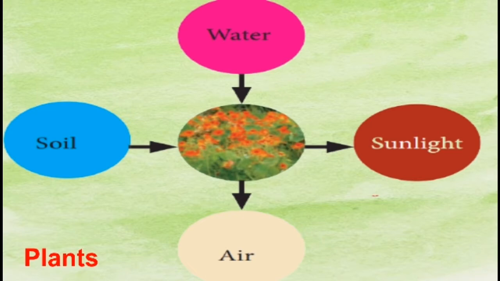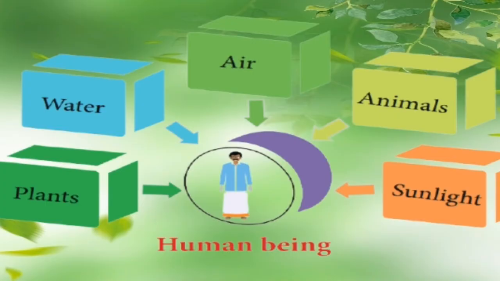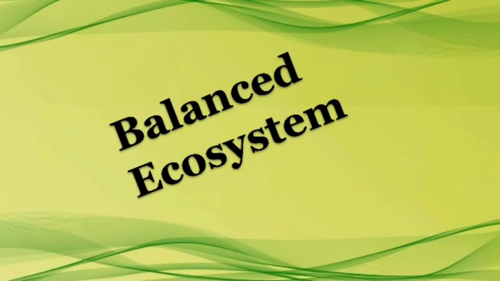Children, see, plant is a biotic factor. It has interacted with abiotic factors such as air, soil, water and sunlight. Next, see the picture children. Human being is a biotic factor who interacts with both biotic and abiotic factors, that is plants, water, air, animals and sunlight.